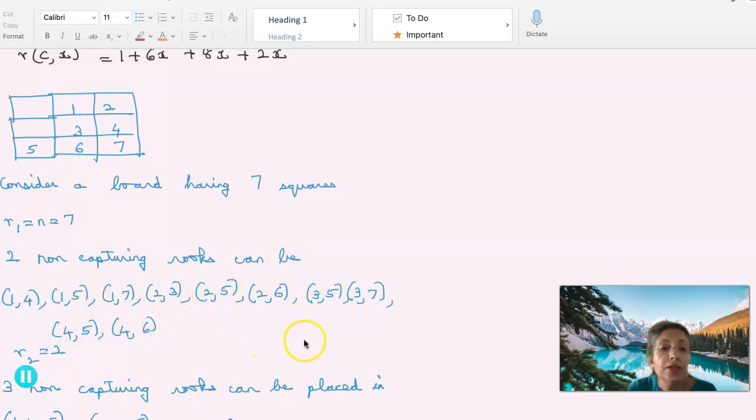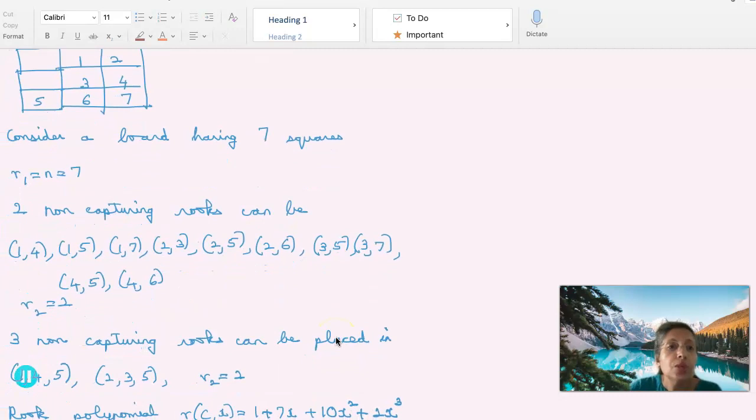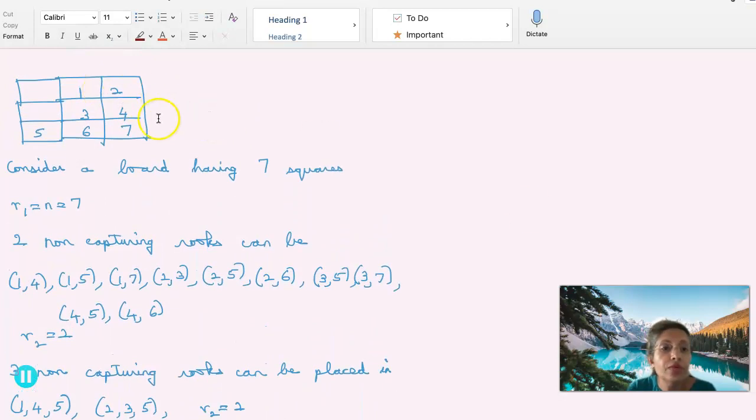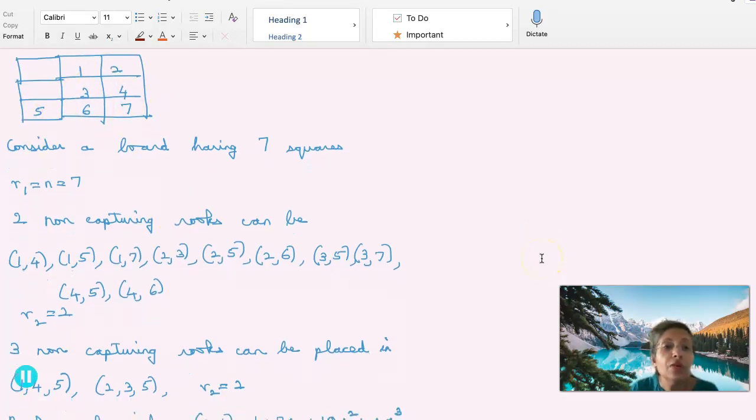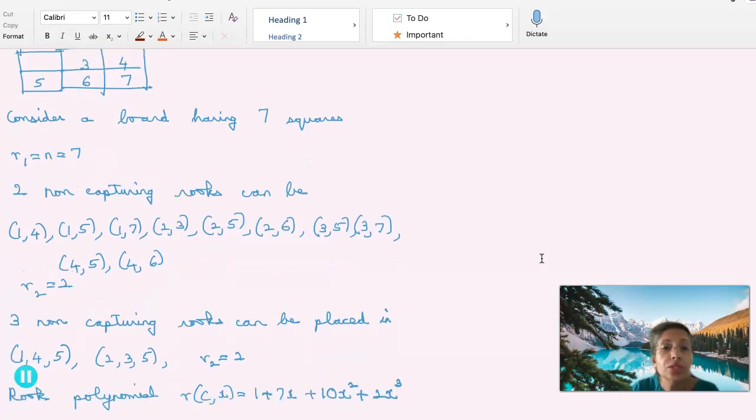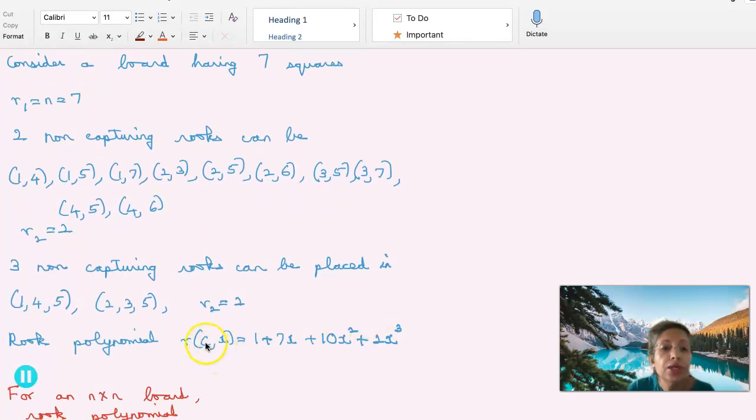There are 10. And if you take 3 non-capturing rooks, so what will they be? You can have 1, 4, 5. Then another is in the same column, and 2, 3, 5. There are only 2 positions here, and 4 non-capturing rooks and 5 non-capturing rooks are all 0. So the Rook polynomial here, R_C(x), is 1 plus 7x because n equals 7, plus 10x squared for 2 non-capturing rooks, plus 2x cubed for 3 non-capturing rooks.